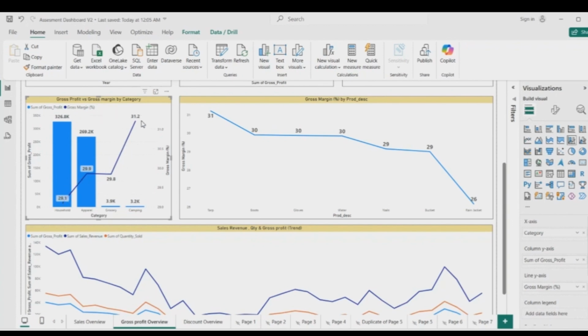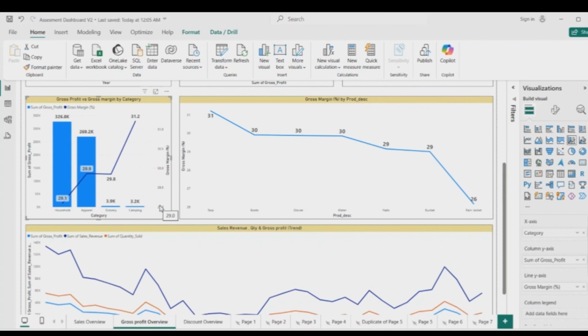But if you see the gross margin, we have a gross margin of 29% for household, which is low amongst the 4 categories, and the maximum was for camping. But again, if you see the total sales for the camping category, it's very less.